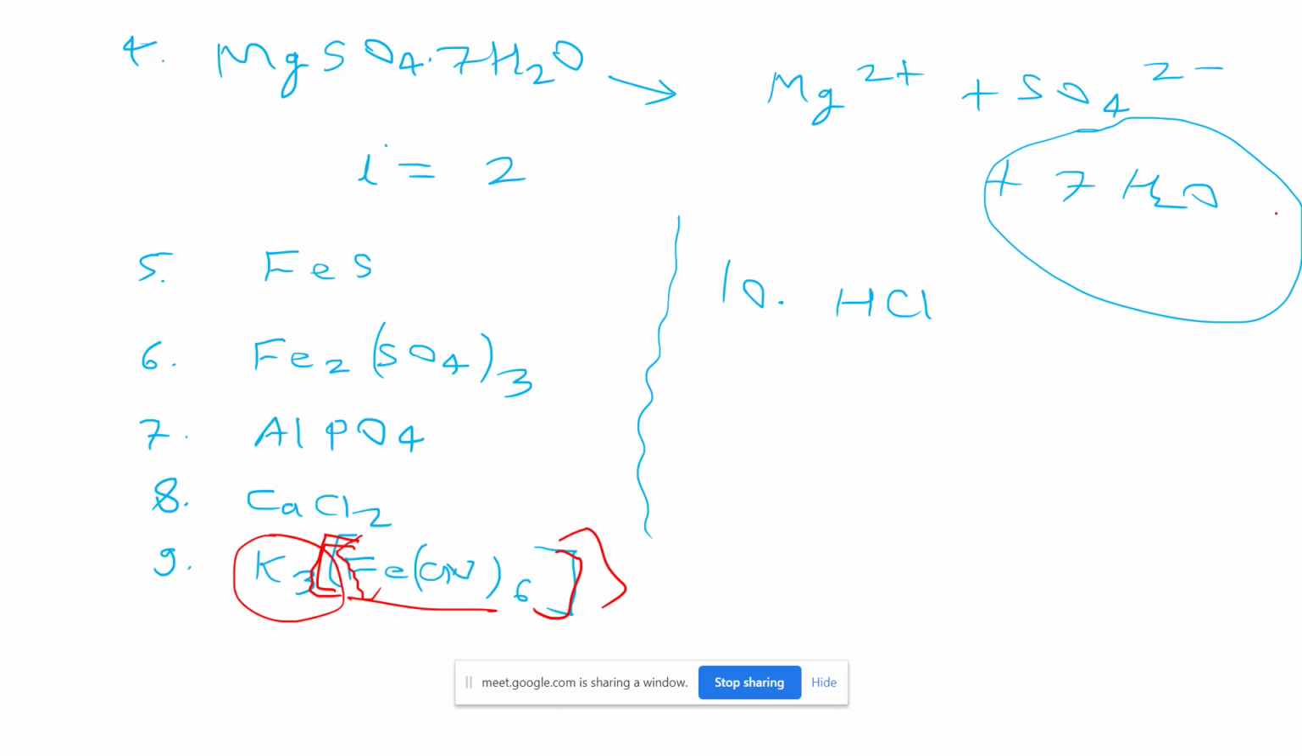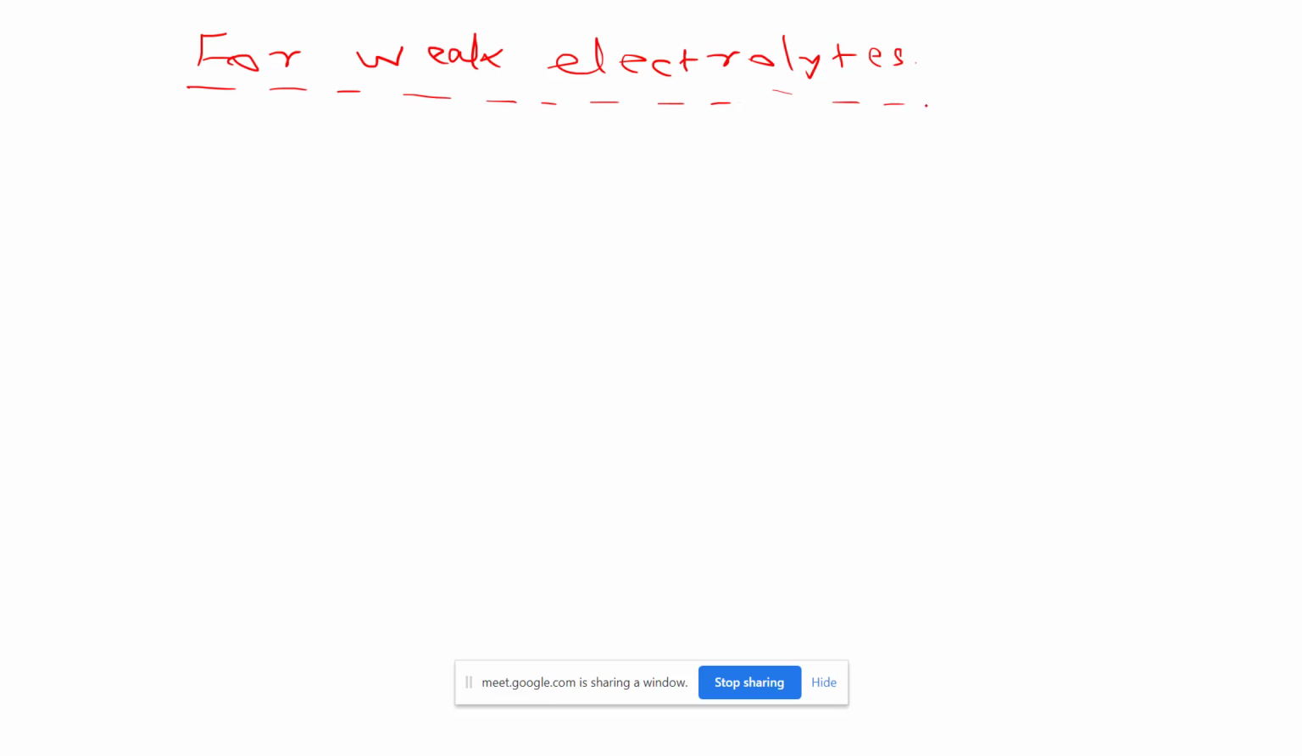Now we are taking one more case for calculation of i. We are calculating for weak electrolytes. In case of weak electrolytes, these are not ionized or dissociated 100% but partially dissociated. So the degree of dissociation alpha is less than 100%. Do remember this definition.